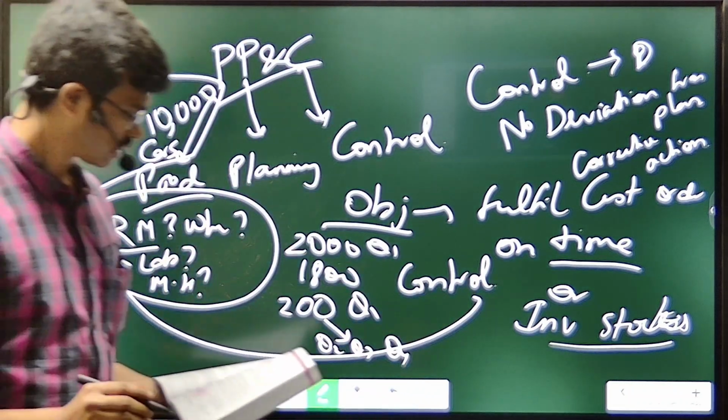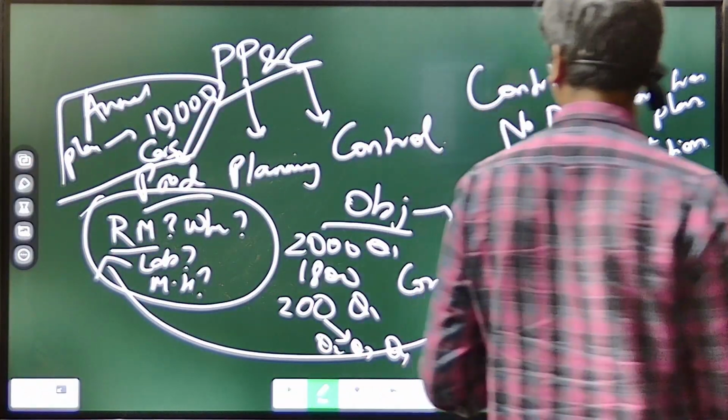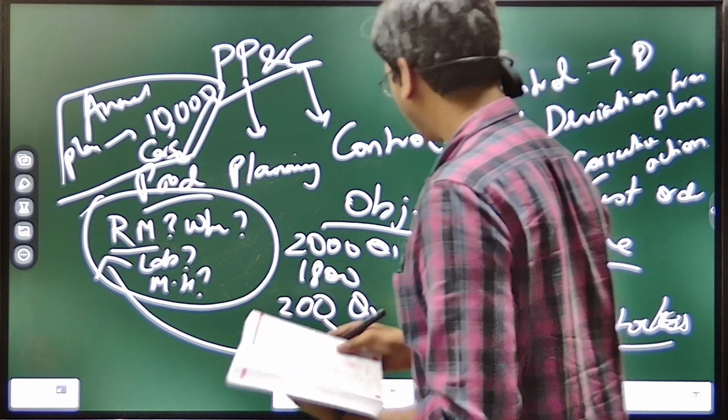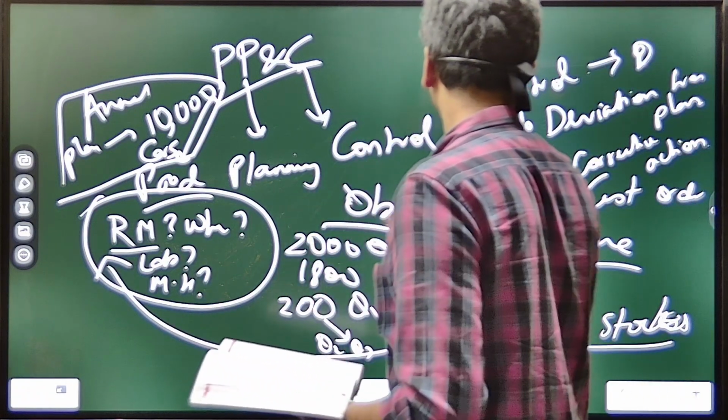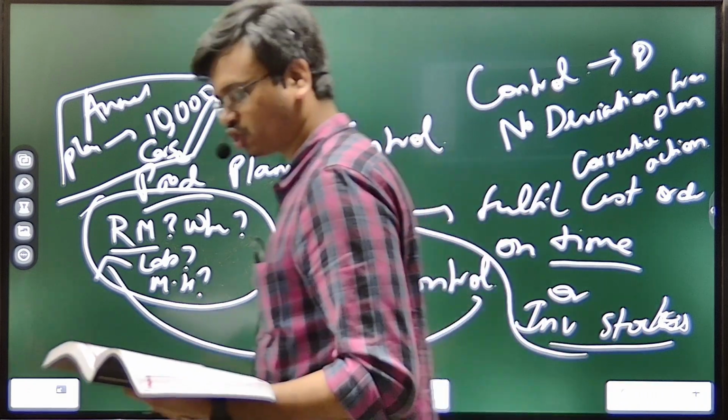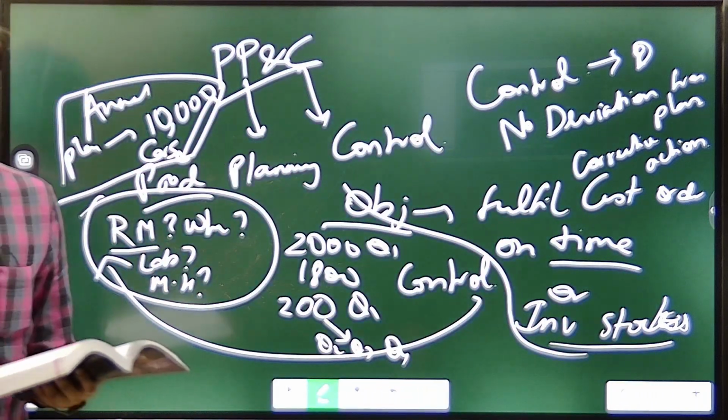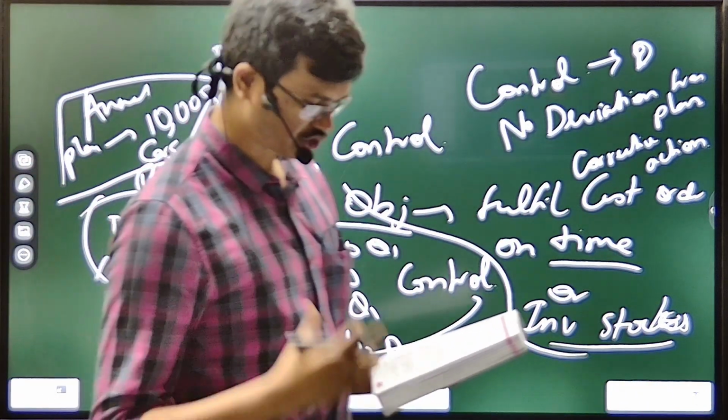So that is the main definition of production planning and control. The main objective is the predetermined schedule should be followed, or whatever you have planned, you have to execute it.